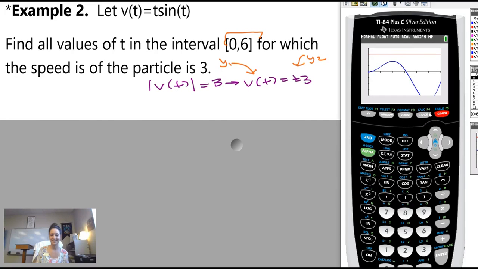Any intersections there? No intersections, but am I done? No, now I need to also check for -3. So now I'm changing this to -3. We'll graph this. So notice I've got 2 intersections.